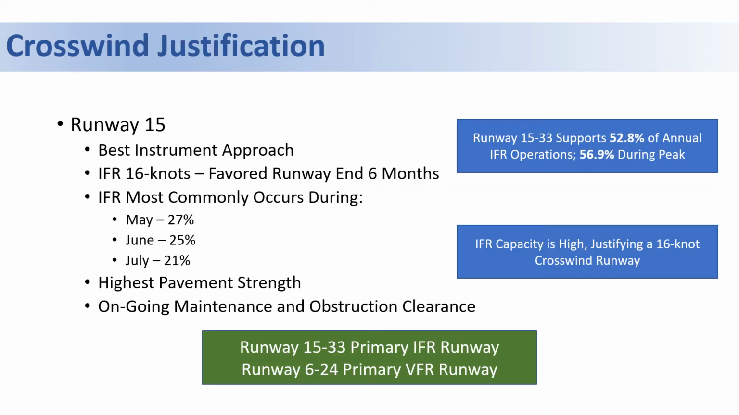A deeper dive into runway 15-33 tells us that runway 15 has the best approach of all the runways at the airport, including the fact that the wind favors that runway for almost 6 months out of the year, and the IFR conditions, meaning the low visibility conditions, occur during the peak summer season. In addition, this runway has a higher pavement strength than what would normally be considered the primary runway. So what this tells us is that runway 15-33 is really the primary instrument runway, whereas runway 6-24, even though it's a little bit longer, is really the primary visual runway.